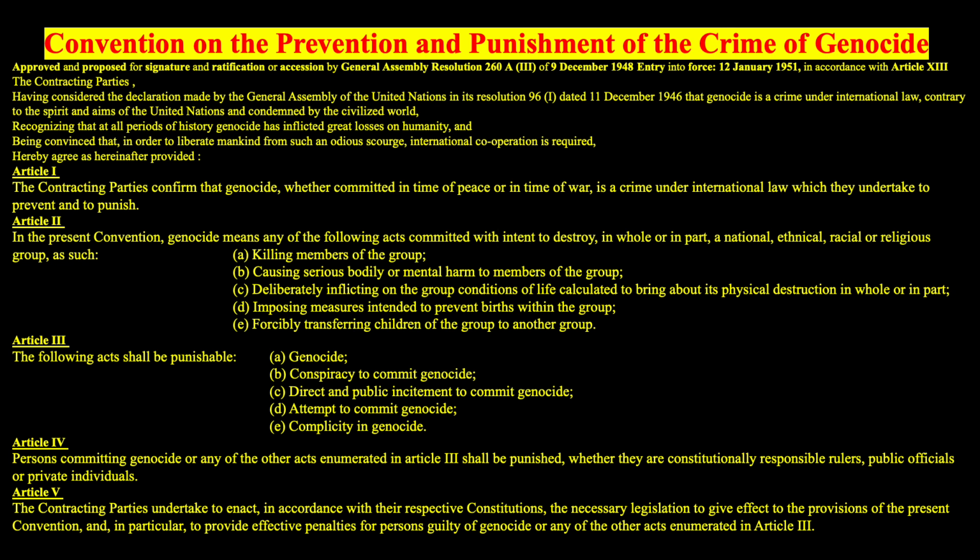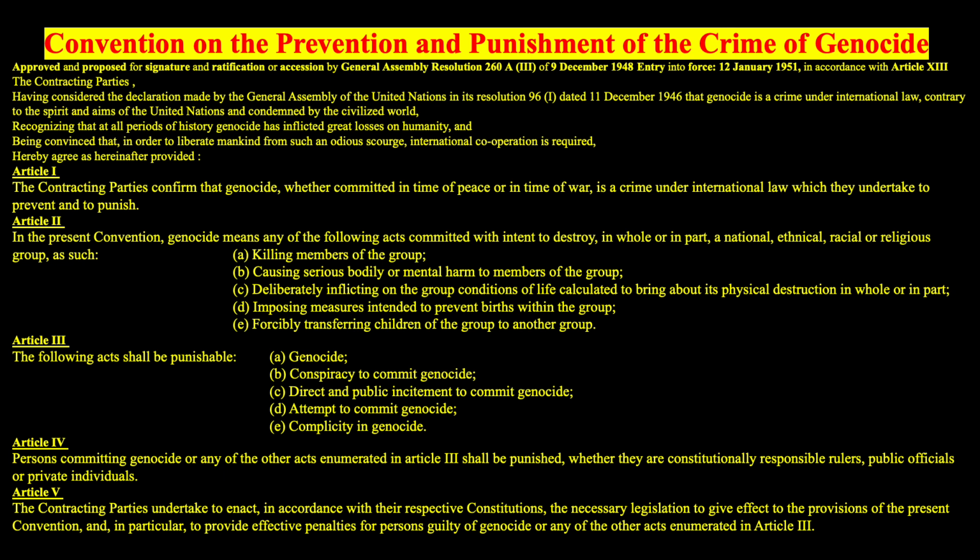Article 3 enumerates the acts which are punishable under the Convention. They include genocide, conspiracy to commit genocide, direct and public incitement to commit genocide, attempt to commit genocide, and complicity in genocide. This article brings out a unique aspect in the Convention, and that is the fact that genocide does not need to be a completed act. There's no such thing as attempted genocide. An attempt to commit genocide is genocide.